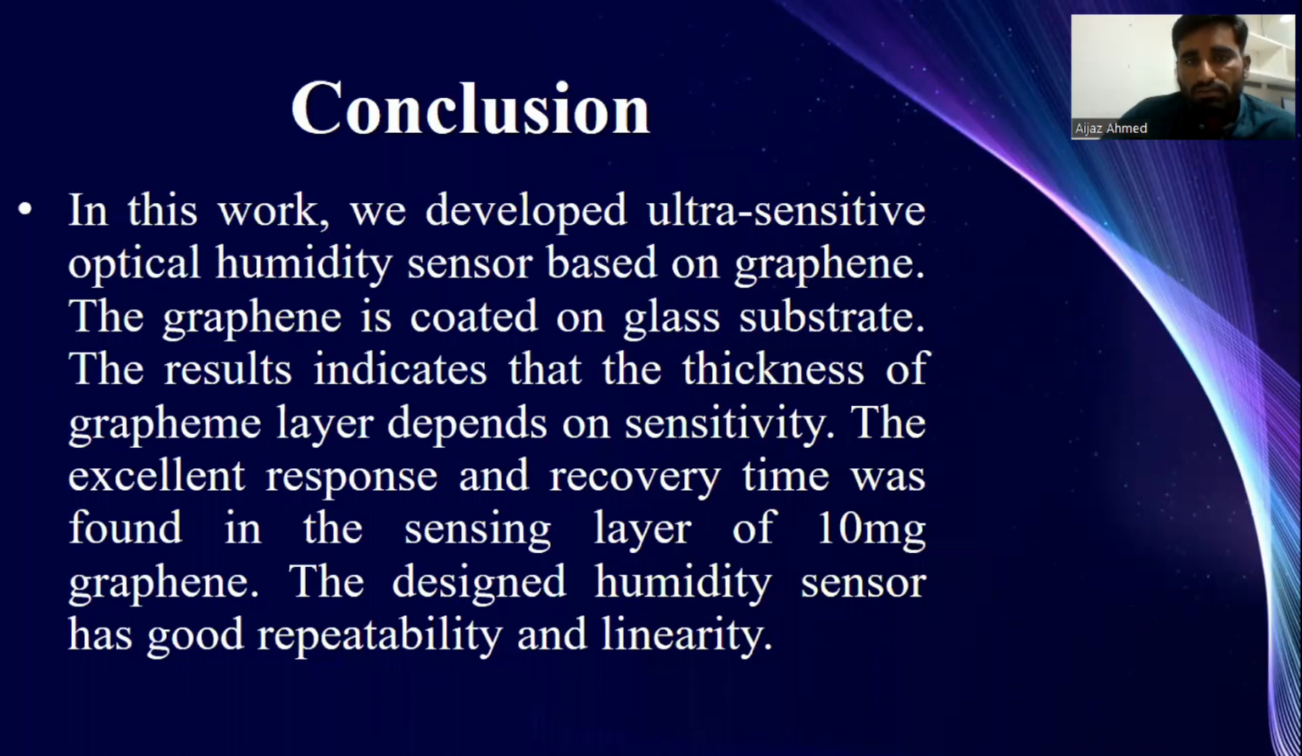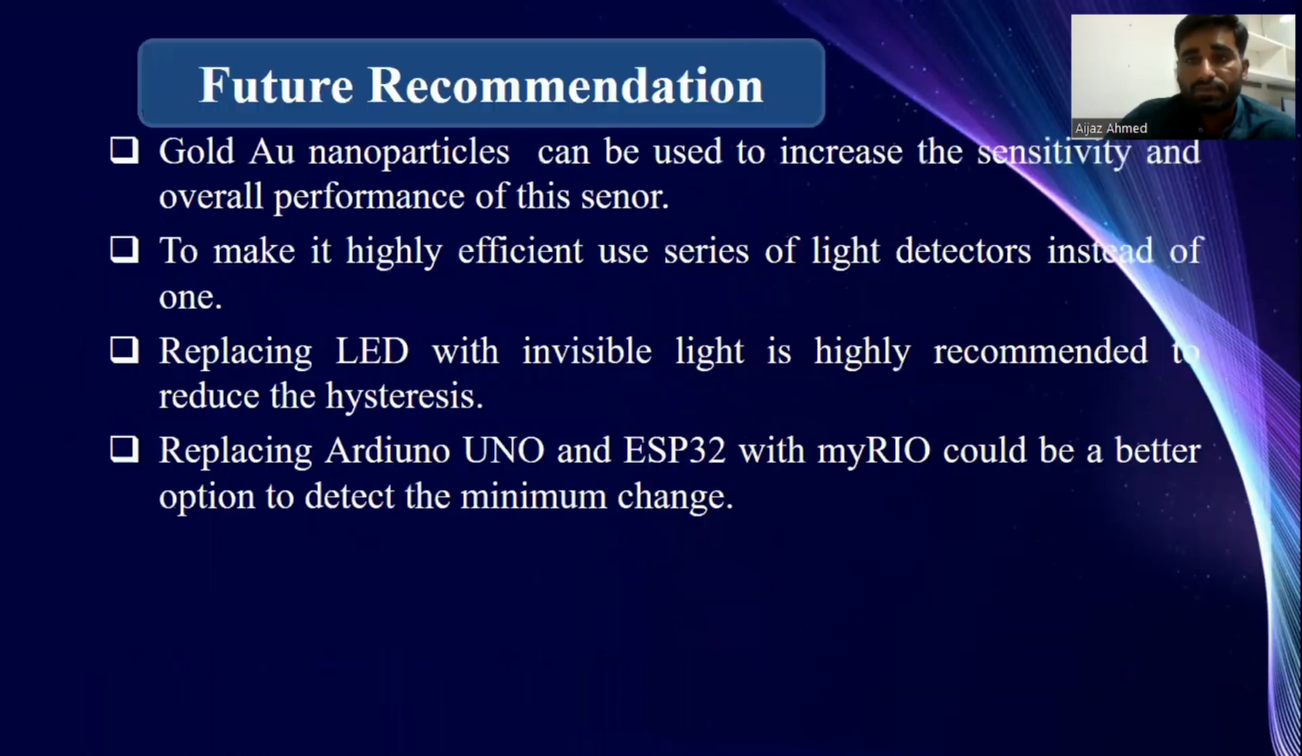In this work, we developed an ultra-sensitive optical humidity sensor based on graphene. The graphene is coated on the glass substrate. The result indicates that the thickness of the graphene layer affects the sensitivity. The excellent response and recovery time was found in the sensing layer of 10 mg graphene. The designed humidity sensor has good repeatability and linearity.